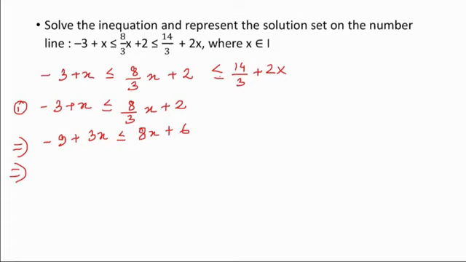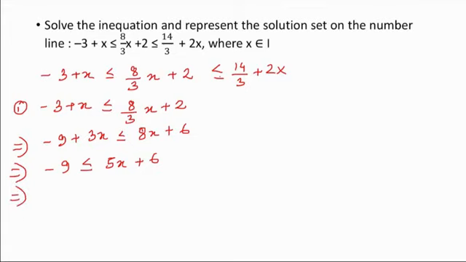Now we need to bring all the like terms to one side. So in order to do that, we add a -3x on both sides of this inequation. So this side becomes -9, because plus 3x and a -3x is 0, less than or equal to 8x minus 3x, that is 5x, and plus 6.